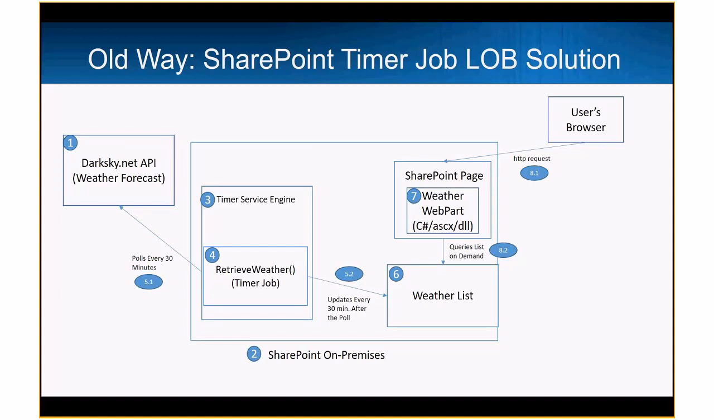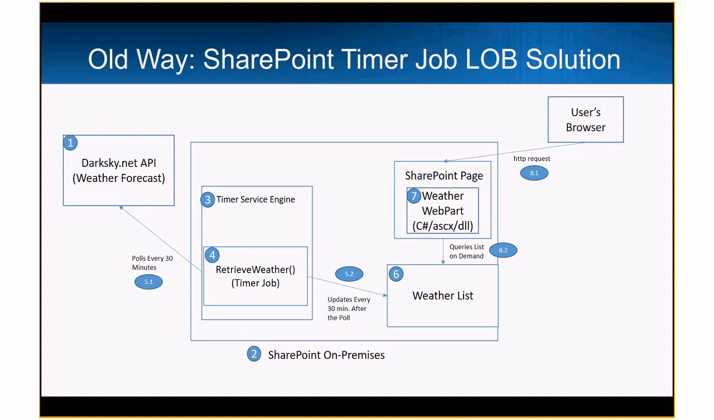Three is a timer service engine. That's a Windows service running on our SharePoint on-premises farm. Four is the retrieve weather timer job that we would create that hooks into that timer service engine, and it would run every 30 minutes. 5.2, it writes to the weather list. Six is our weather list. Seven is the way we would do a web part: typically C#, ASCX, DLLs, full trust solutions that we have to deploy to the farm. It has to run inside of number two, the SharePoint on-premises rectangle.